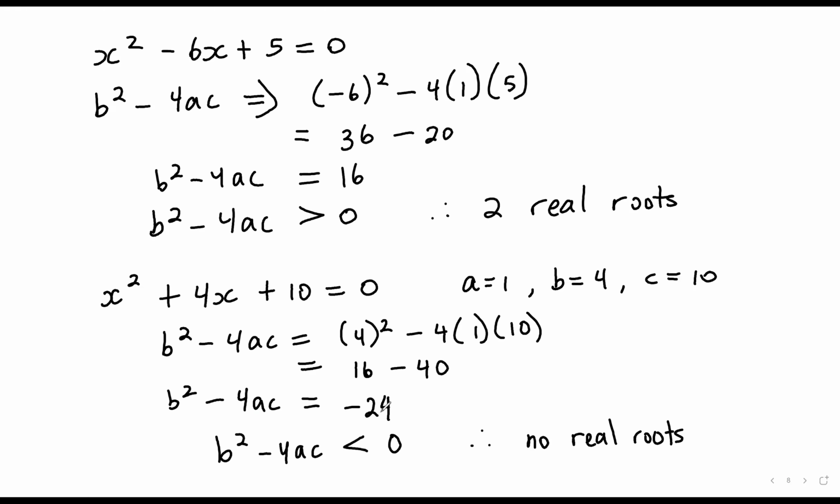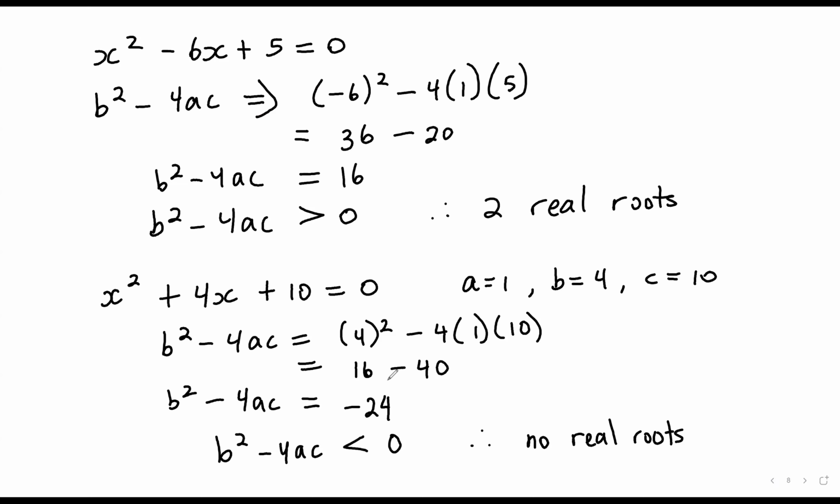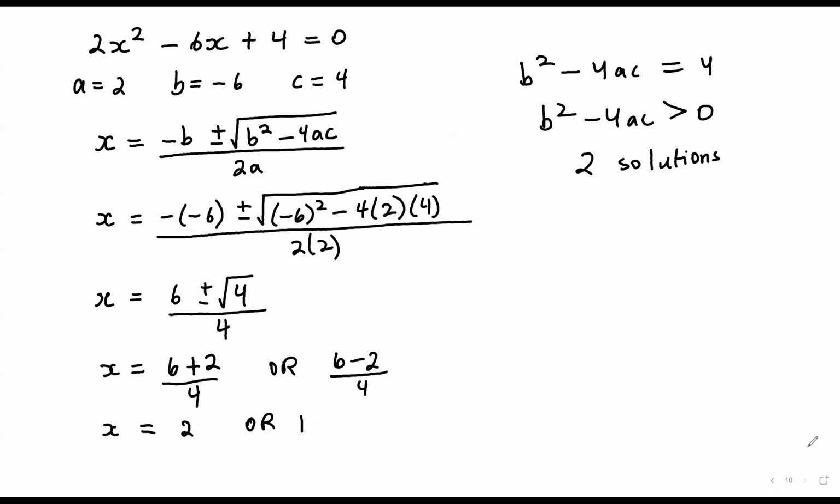Negative 24. It's still negative, so you have no real roots, right? So here too, this would have been negative 24 here. You cannot take the square root of a negative number, so you have no real roots. Sorry about that, guys. I didn't even realize I made that mistake. But thankfully, with that mistake, it does not change the answer because you're still not going to have a real root. You will have zero solutions for that quadratic.